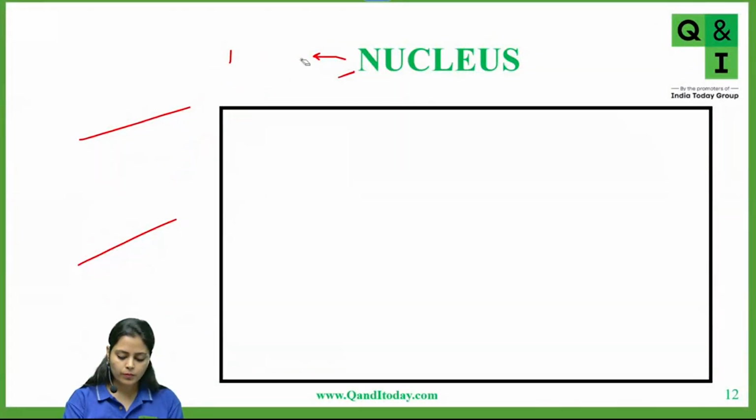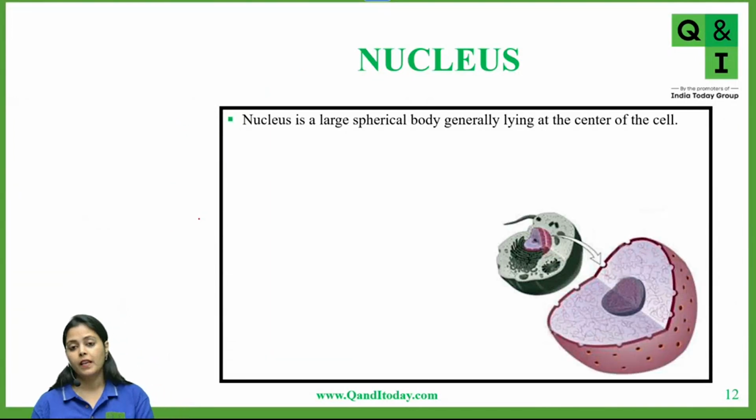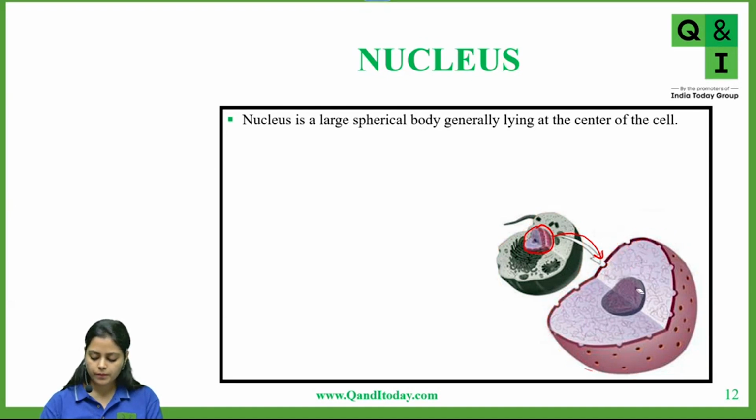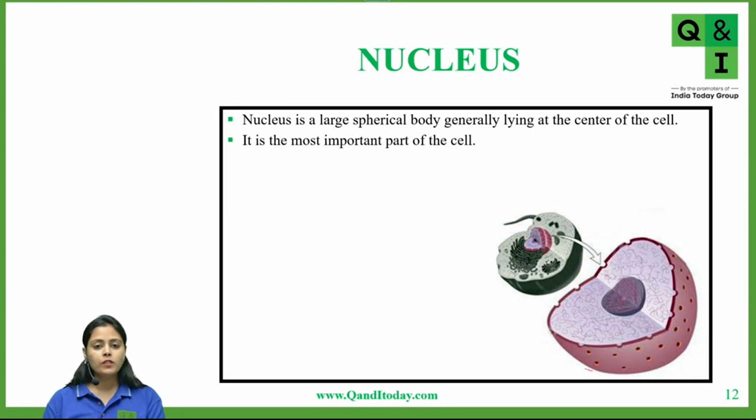So now let's see what exactly is the structure of the nucleus. The nucleus is a large spherical body which is lying at the center of the cell. See from here, this green structure, this is the cell. And now inside the cell, this is your nucleus. Now you are zooming into the nucleus. So this entire structure is your nucleus. This nucleus is fitted inside the cell. See from here, this is your nucleus.